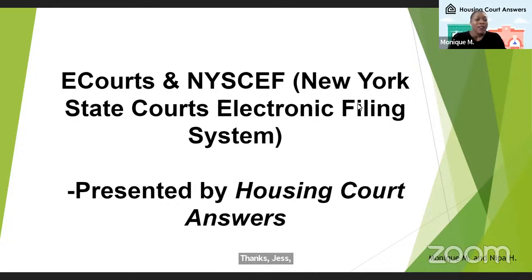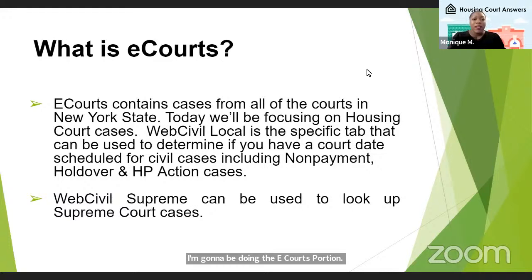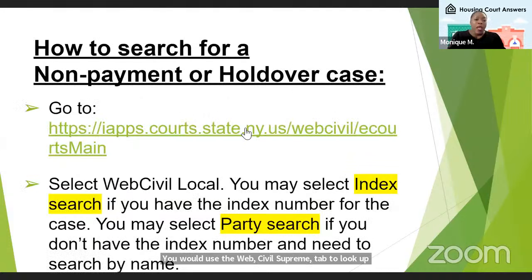So as Jessica stated, we're going to be discussing eCourts and NYSCEF. I'm going to be doing the eCourts portion. So for starters, what is eCourts? eCourts contains cases from all of the courts in New York State, and today we'll be focusing on housing court cases. Web Civil Local is the specific tab that can be used to determine if you have a court date scheduled for any civil case, such as non-payment, holdover, or an HP action case. You would use the Web Civil Supreme tab to look up any Supreme Court cases, which you'll see shortly.